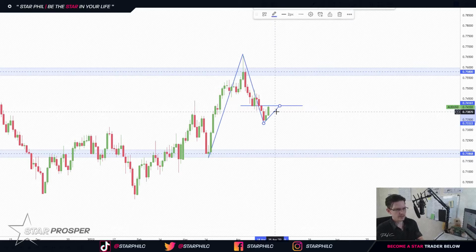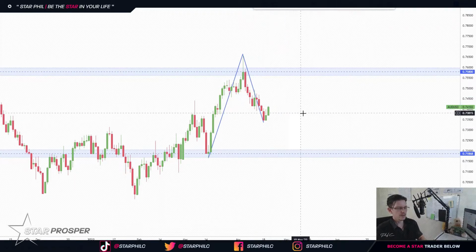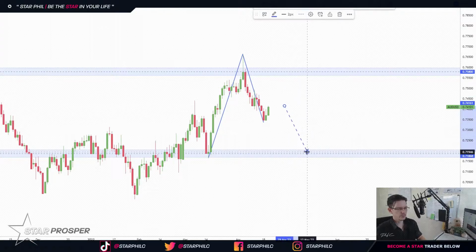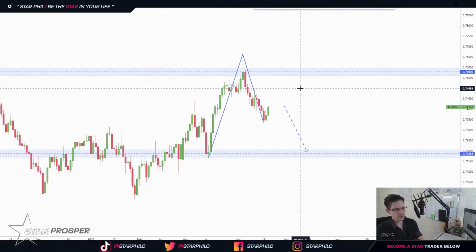So let's jump down a time frame, okay? Because we want to look for opportunities where we can get short all the way back down into this level. And if we don't, and we bounce all the way back up to this level, we can look for other trading opportunities as well.